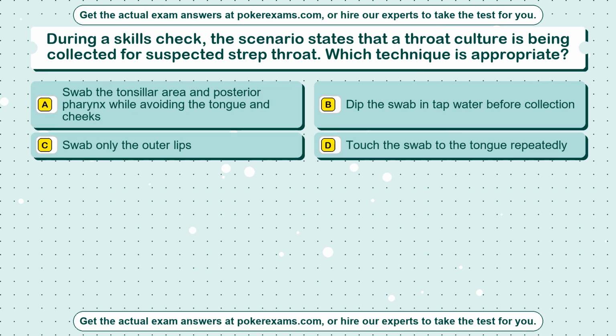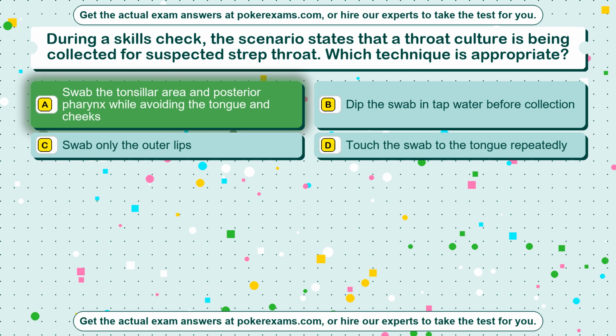Question 28. During a skills check, the scenario states that a throat culture is being collected for suspected strep throat. Which technique is appropriate? Option A. Swab the tonsillar area and posterior pharynx while avoiding the tongue and cheeks. Option B. Dip the swab in tap water before collection. Option C. Swab only the outer lips. Option D. Touch the swab to the tongue repeatedly.